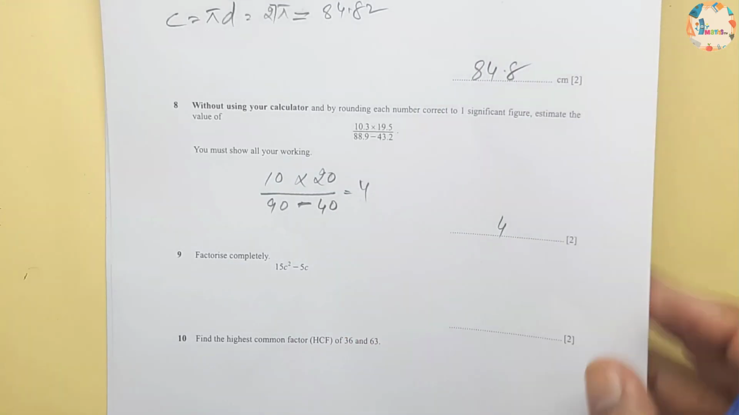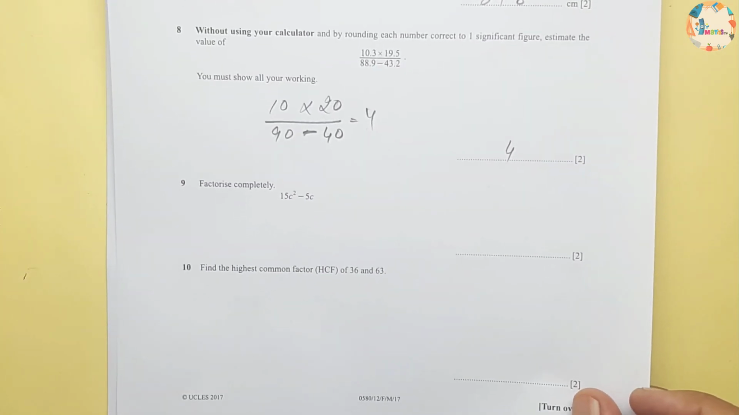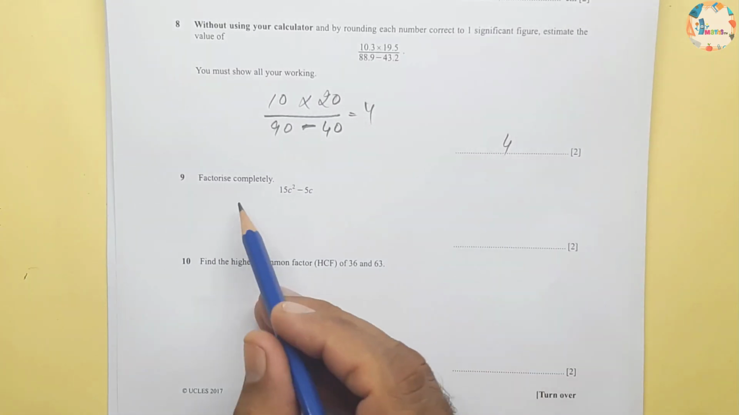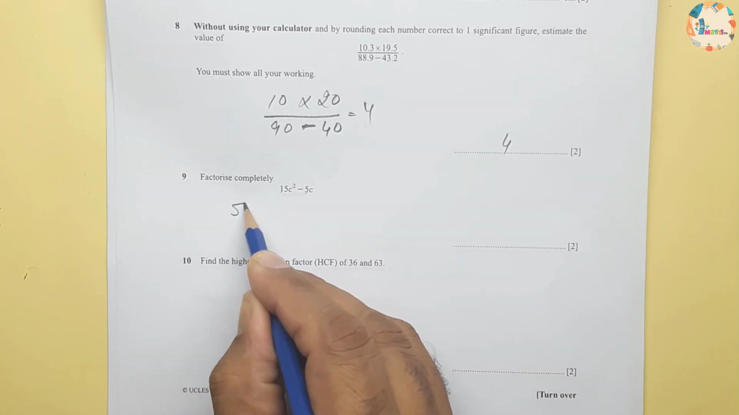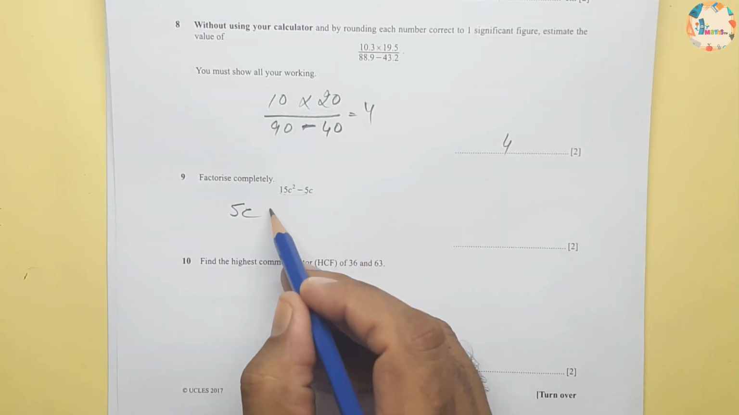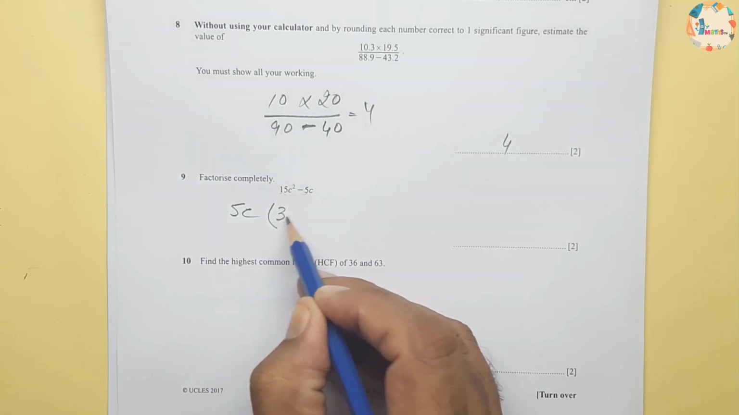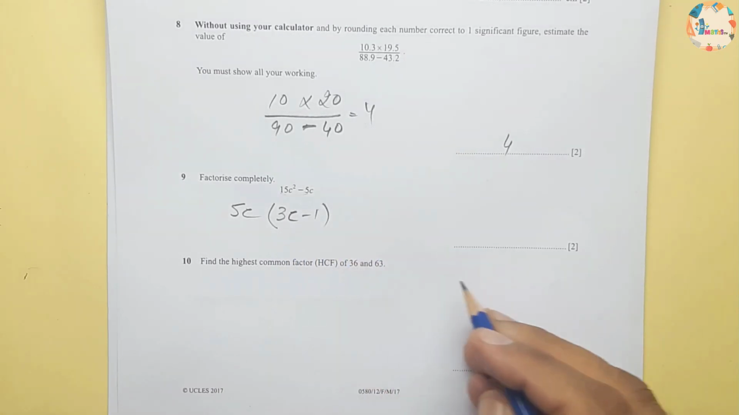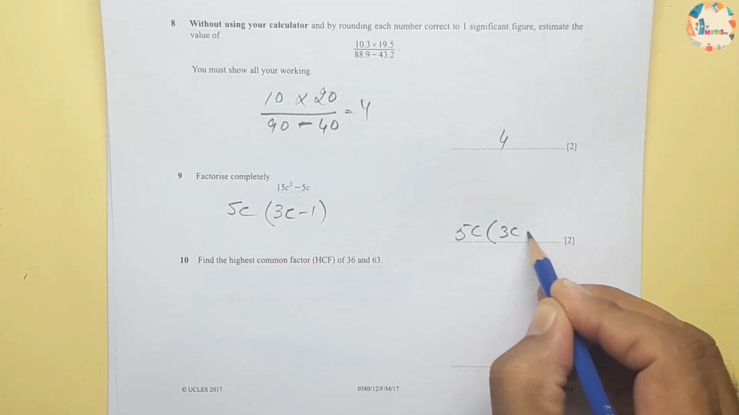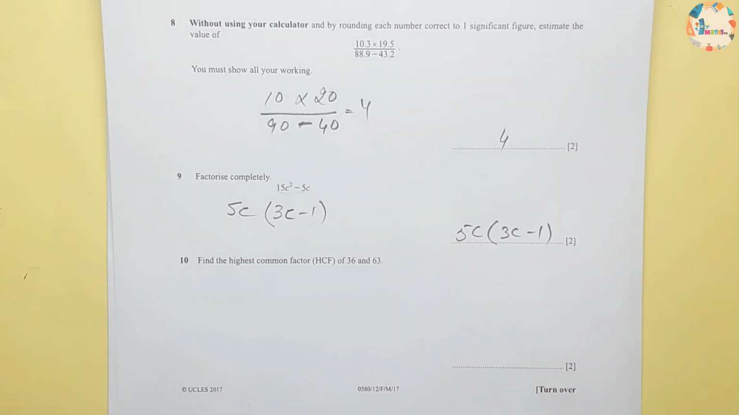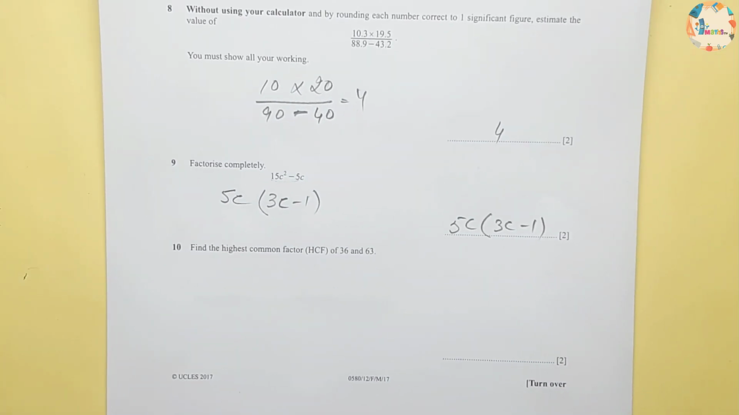So the answer is 4. Factorize completely. Factorize completely means you will take the maximum common factor. 5 is common, c also we can take common. So this will be 3c minus 1. This one will be our answer: 5c into 3c minus 1. And then comes question number 10.